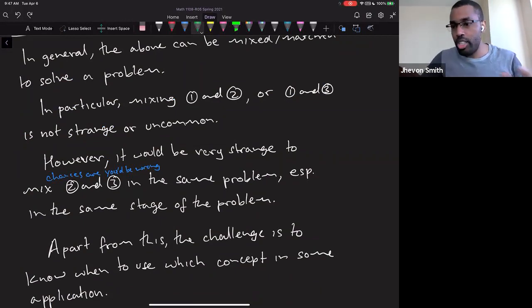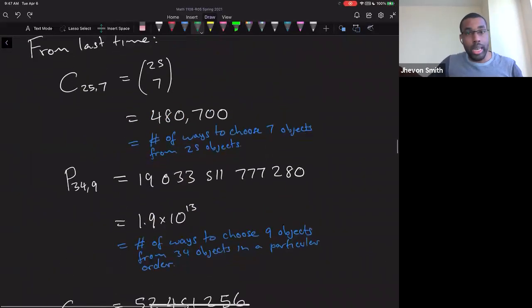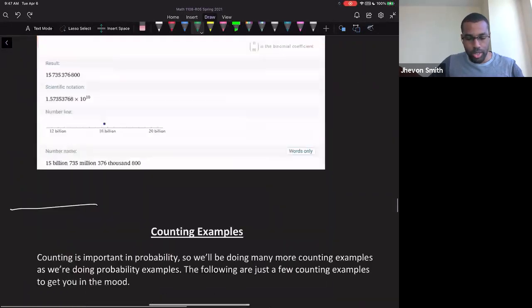So be careful with mixing and matching. Usually you can mix the multiplication rule with one of the others, and as long as you set it up properly in your head, it shouldn't be a big deal. We did some examples of us calculating them. Make sure you can do it in your calculator. I also showed you how to do it on Wolfram. I put some screenshots in here.